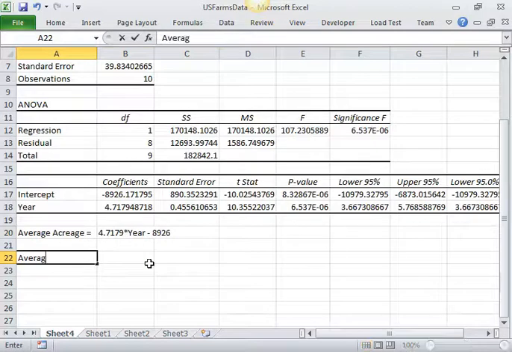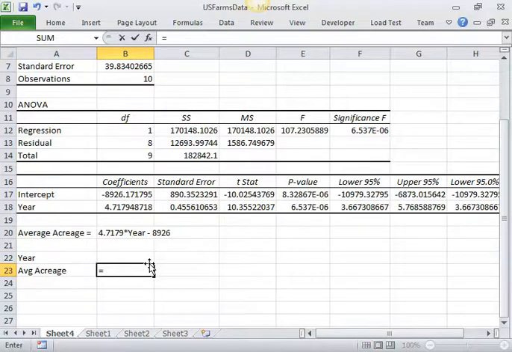So according to this equation, the average acreage, we could create a box called year, we'd have another box called average acreage, and we would say it would be equal to 4.7179 and so on times the year plus the coefficient. So if the year is 2013, my average acreage in 2013 would be 571.589744. And this ends solving the U.S. Farms data problem.